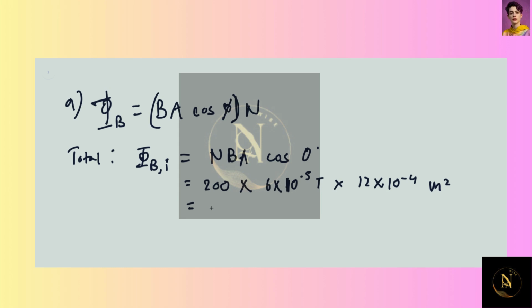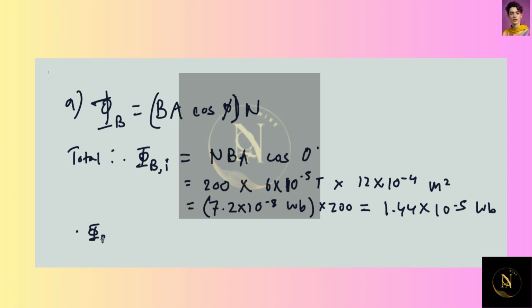So the total flux before is 7.2 times 10 to the negative 8 Webers times this 200. So the answer is 1.44 times 10 to the negative 5 Webers. That's the unit. And that is before. And after, you have phi sub B f, denoting final flux, is N B A again times cosine 90, because it's rotated 90 degrees, and cosine 90 is 0, so this is 0.